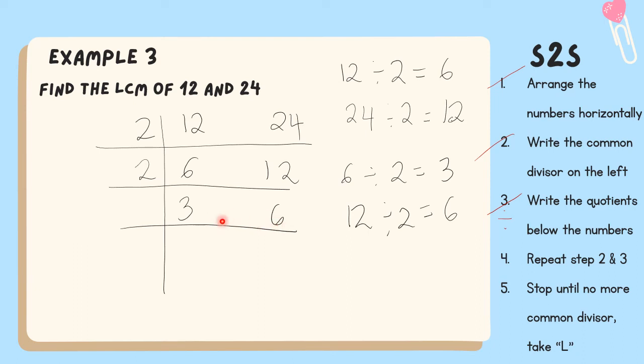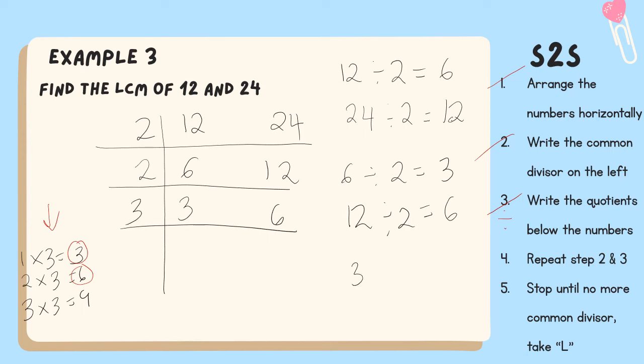Next, you're going to repeat step 2 and 3 again, but before that, ask yourself, do these two numbers have a common divisor? This one is odd, this one is even. Can you divide these two numbers by the same divisor? If you're not sure, you can always write down your times table. Oh, hang on, there is. There is a 3 and there is a 6 in the times table of 3. So there is a common divisor. So you can divide them together.